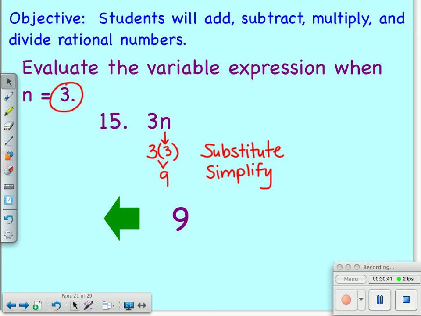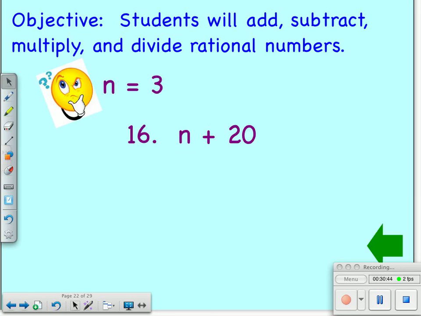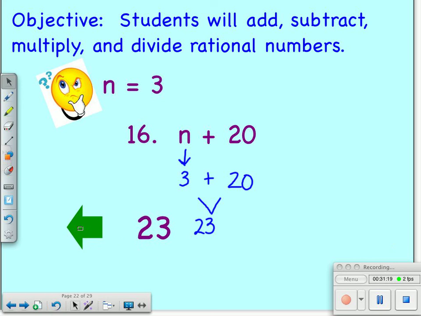Number 16 is the same thing, using variables. So think. I put a little guy up here that tells you think. N is 3. So you're substituting the variable n in the expression for the number 3. So instead of writing n here, we're going to write the number 3 plus 20. Everything else remains the same. And now we're going to give the value of that. What is 3 plus 20? The answer is 23.